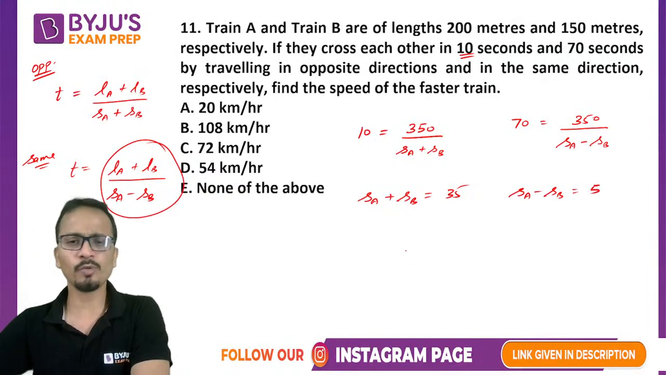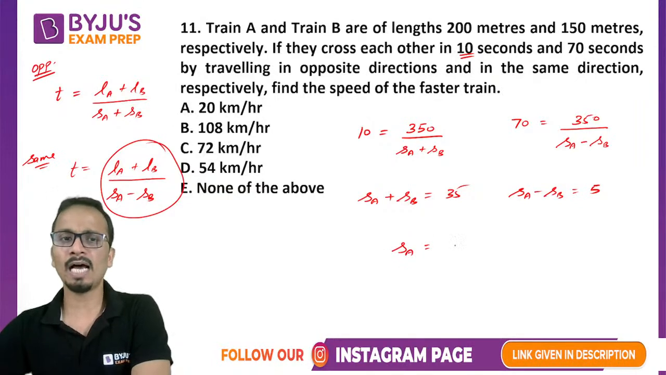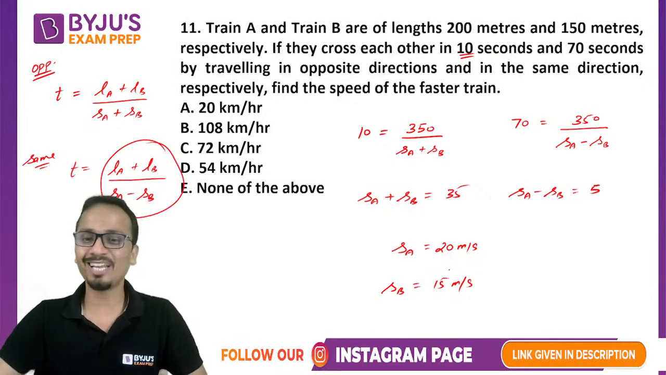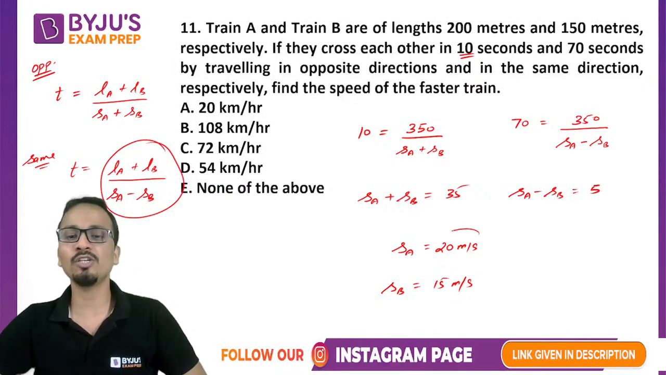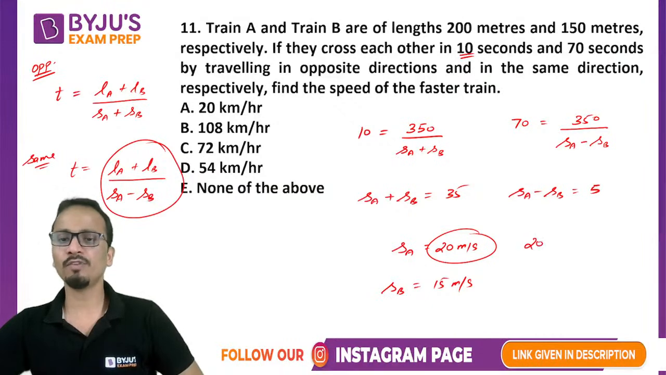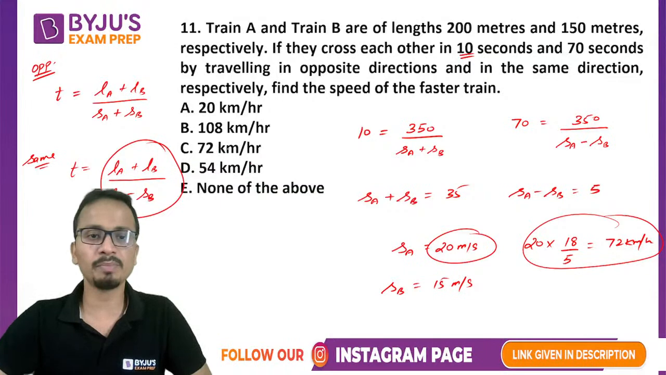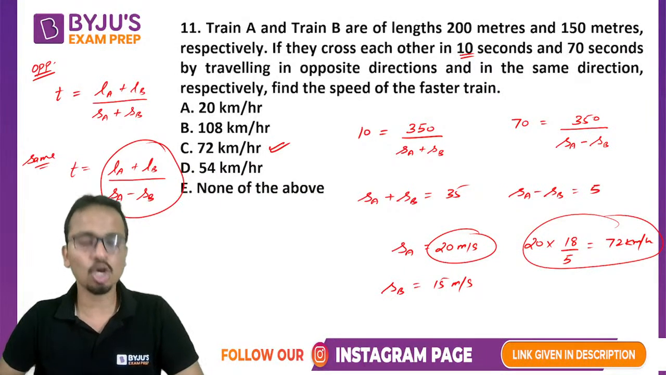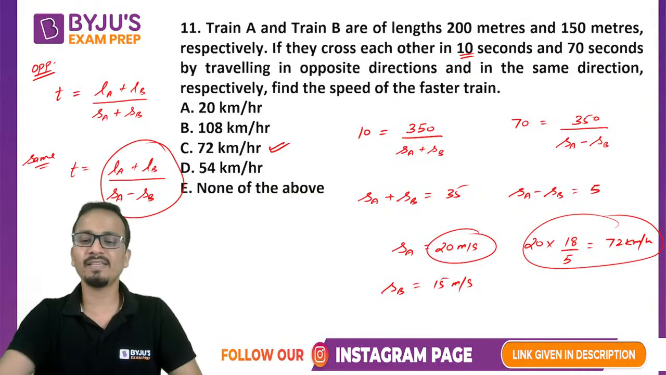Now solving these two equations, I'll get speed of A as 20 meters per second and speed of B as 15 meters per second. Again, the options are given in kilometers per hour and you are asked to find the speed of the faster train. So the speed of the faster train will be 20 into 18 upon 5, and that is 72 kilometers per hour. So we have converted the speed from meters per second to kilometers per hour to get our final answer. Yes, the correct answer is option C, that is 72 kilometers per hour.